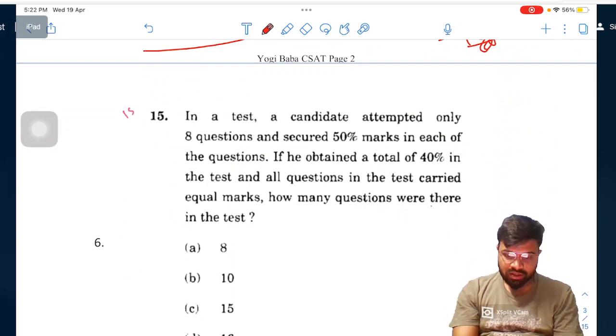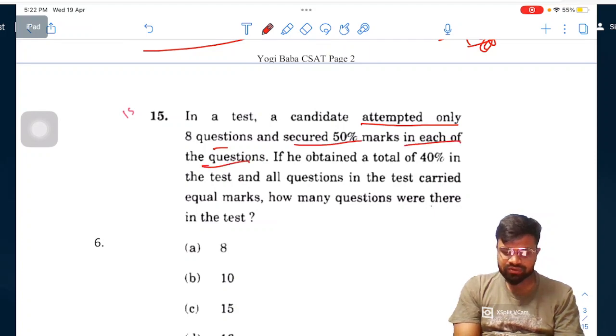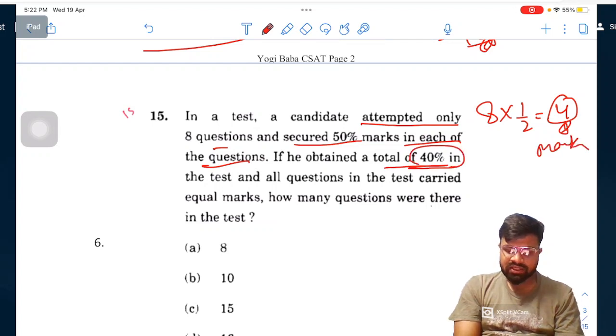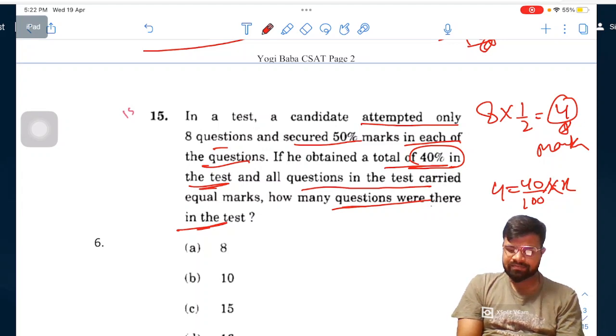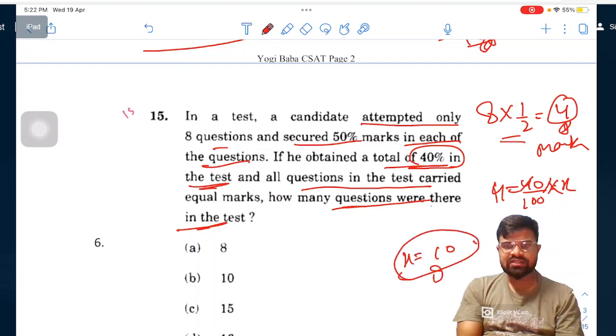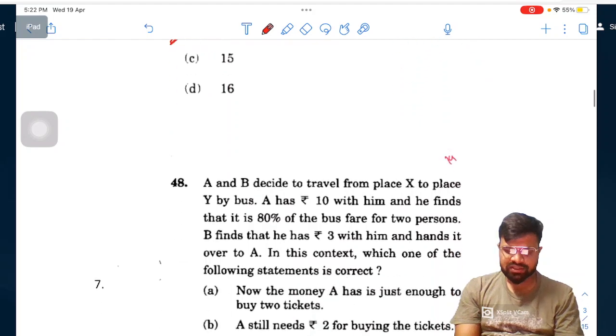Now a candidate attempted only 8 questions and secured 50% of marks in each question. So suppose every question was of 1 mark each. So he is getting 1 by 2 marks each, and in total he got 4 marks. He obtained 40% in the test. All the questions carried equal marks. How many questions were there in the test? So he got 4 is equal to 40% of x. This is given. So total x will become 10. X is equal to 10. So just assume 1 mark each, and then you are done. So it is quite an easy question.